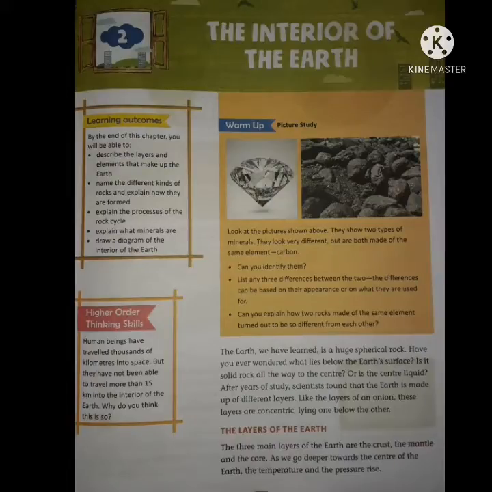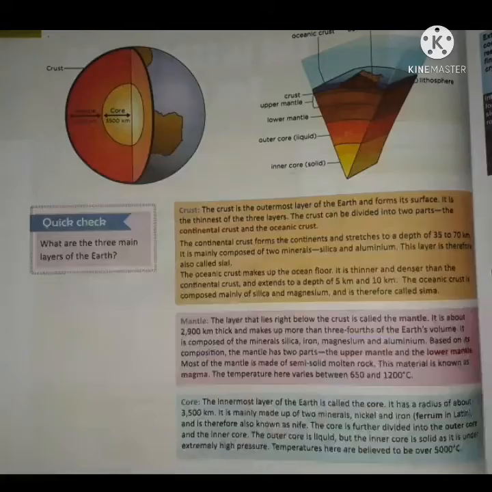There are three main layers of the earth, which are the crust, the mantle, and the core. As we go deeper and deeper towards the center of the earth, the temperature rises and the pressure increases. Let us learn about each layer. The first is the crust.